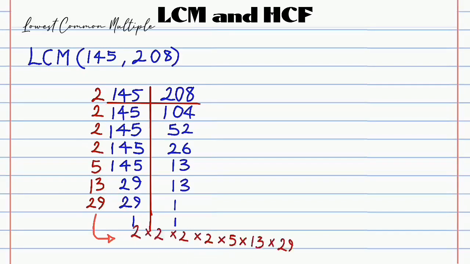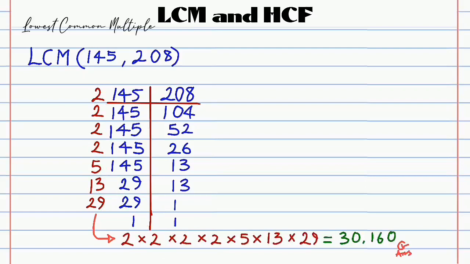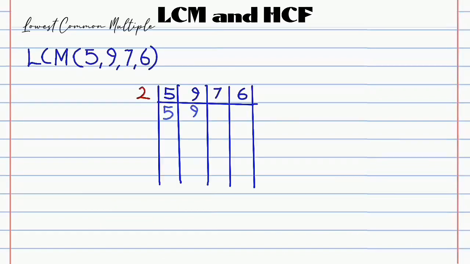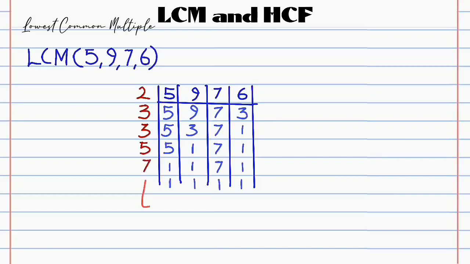We can actually use the LCM ladder method to find the LCM of 4 different numbers like 5, 9, 7, and 6. Let's find the LCM. We're gonna put them in a table and divide them by prime numbers. It's just the same process. We're just gonna multiply the divisors to get our answer as usual. 2 times 3 times 3 times 5 times 7 is equal to 630. This is the LCM of 5, 9, 7, and 6.